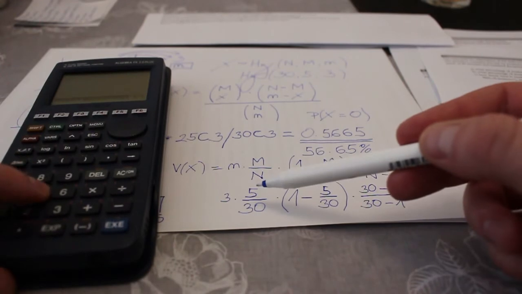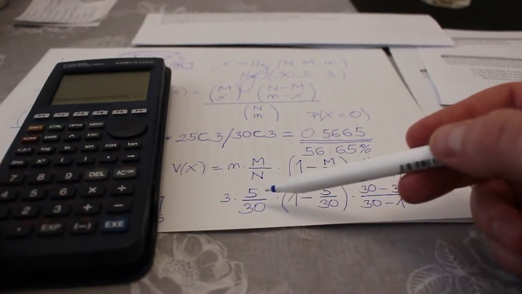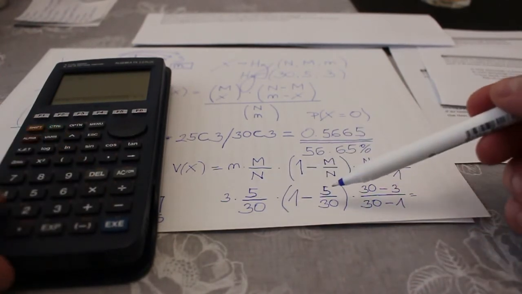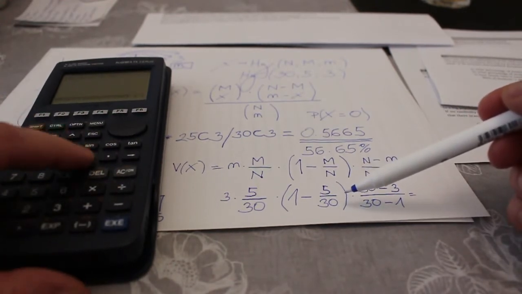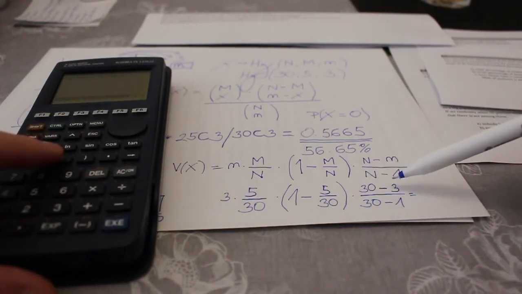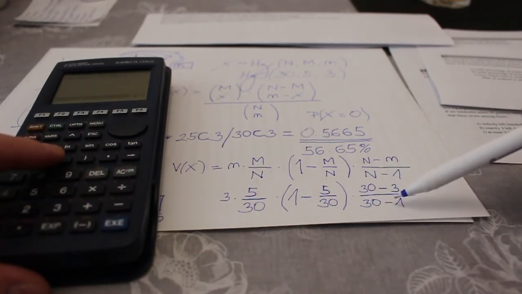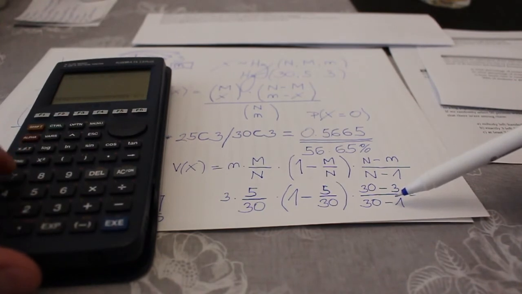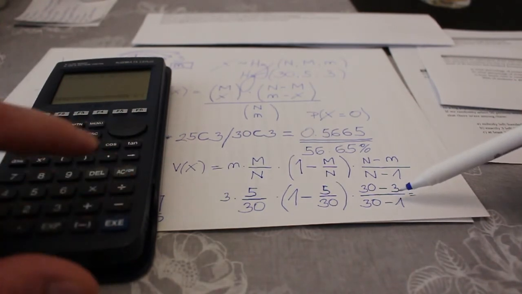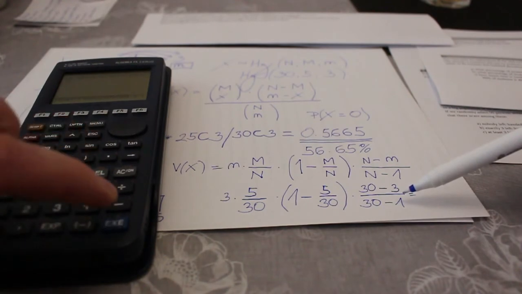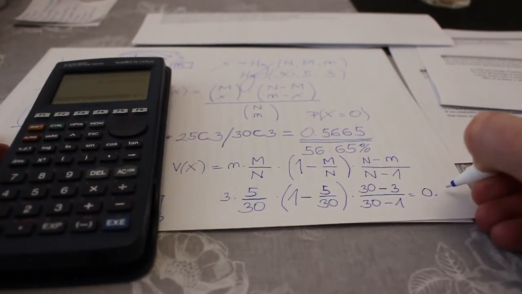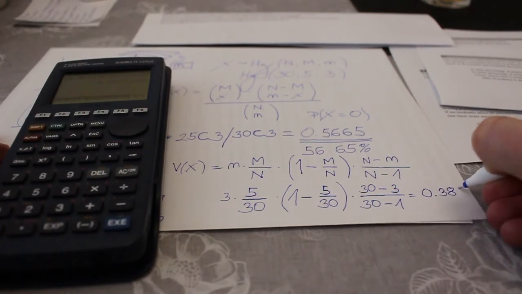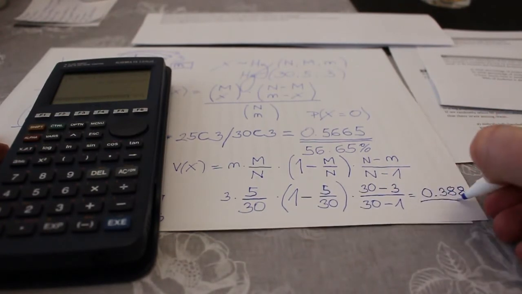There I have 15 divided by 30 times 1 minus 5 divided by 30, close the parenthesis, times the ratio 27 divided by 29. Enter. And the result is 0.388. So this is the variance.